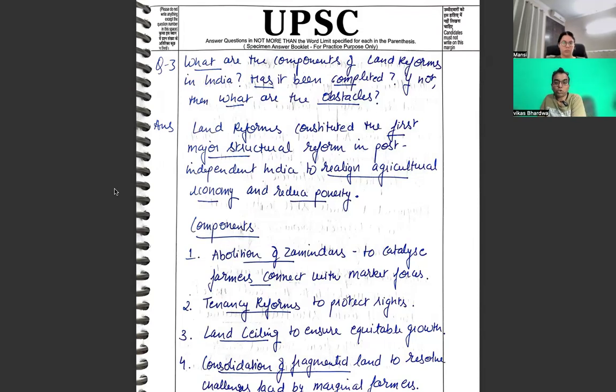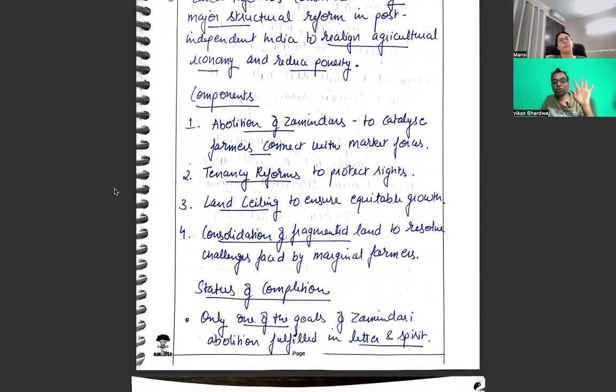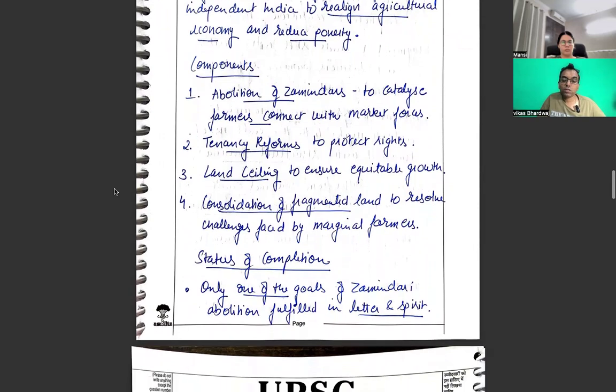Land reform constitutes the first major structural reform in post-independent India to realign agriculture, economy and reduce poverty, because India was an agricultural country. Components: abolition of zamindari to catalyze farmers, connect with market forces in Bihar, Bengal, Odisha. Tenancy reforms carried out not in one way but in a gradual manner to protect the rights. Land ceiling to ensure equitable growth in Kerala and West Bengal. The acts were there. We must write that.